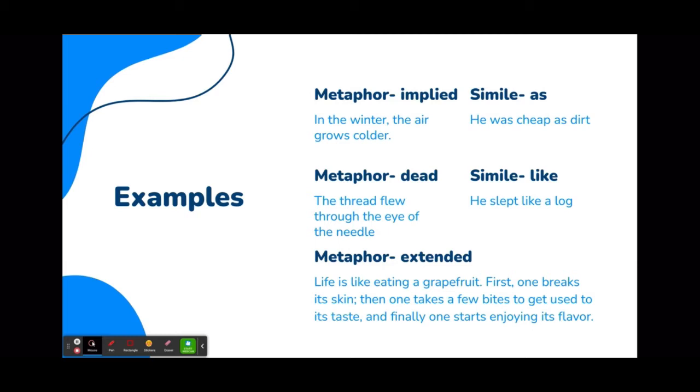A simile using the word as could be: he was cheap as dirt. And a simile using the word like could be: he slept like a log, because you're comparing how he was sleeping to a log, because he wasn't moving when he was sleeping. And there's the word like.